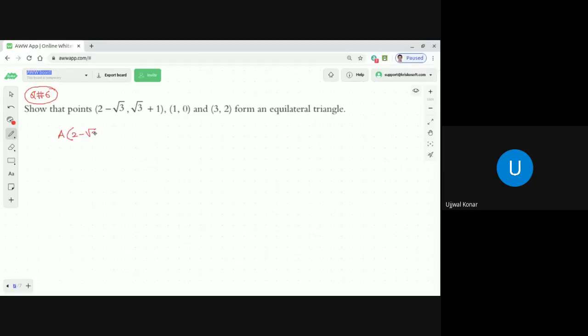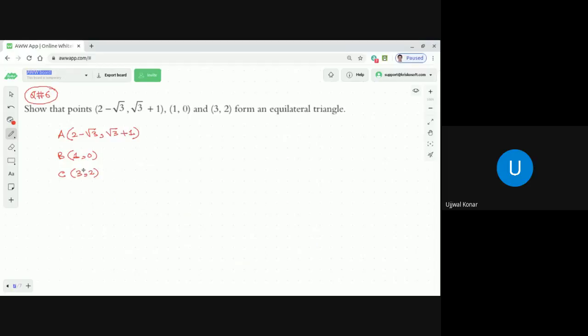So A is 2 minus root 3 and root 3 plus 1. Then the point B is 1, 0. Yes, sir, it's 2 root 2. I took 4 plus 4 as 16 instead of 8.